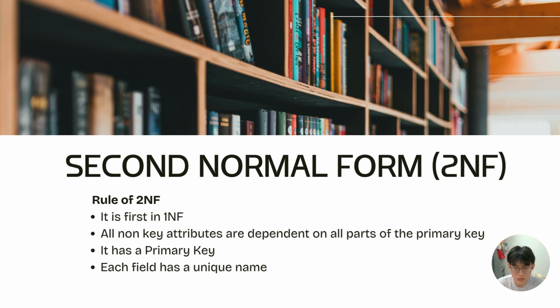And same as previously, there are also 4 rules that need to be followed to convert the first normal table to the second normal table. The first rule is it must be in the first normal form. And the second is that all non-key attributes are dependent on all parts of the primary key. And the third is the same, the table must have a primary key. And the fourth is also the same, each field must have a unique name.